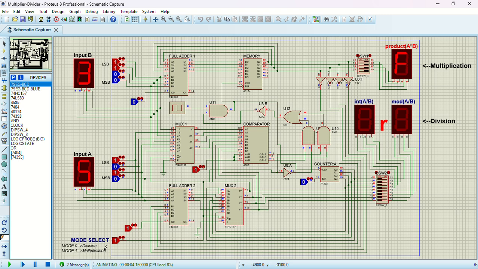Now let's move on to division. For me to do that, I need to switch the mode to 0. Now we are in division mode. I also need to switch off the switches for multiplication, like this, and turn on the switches for division, like this.